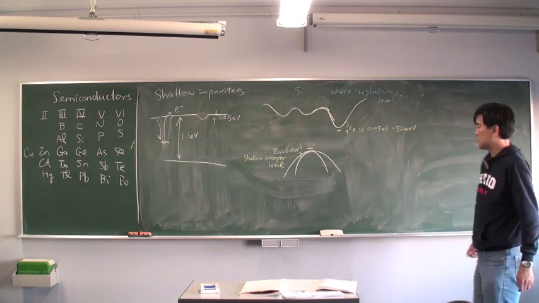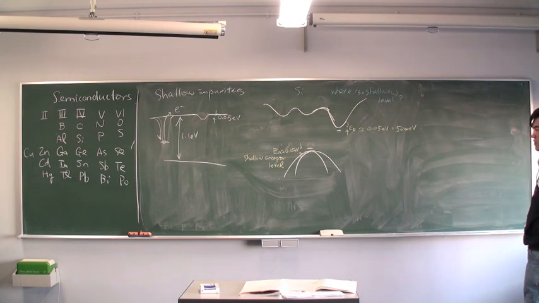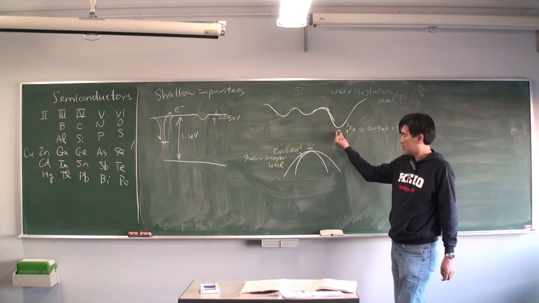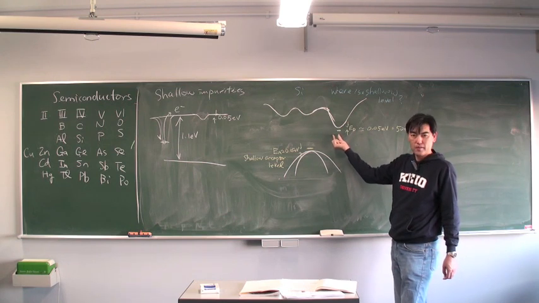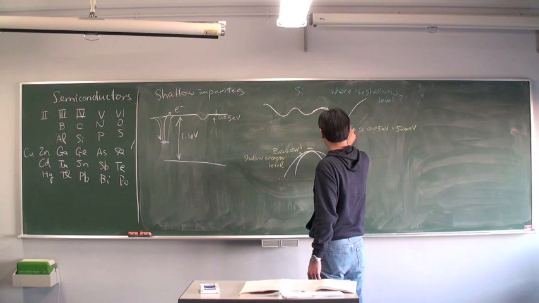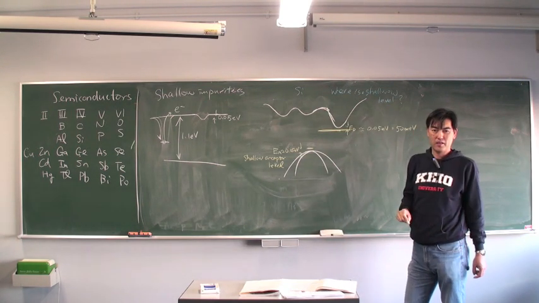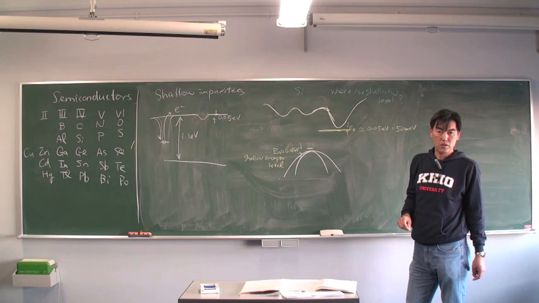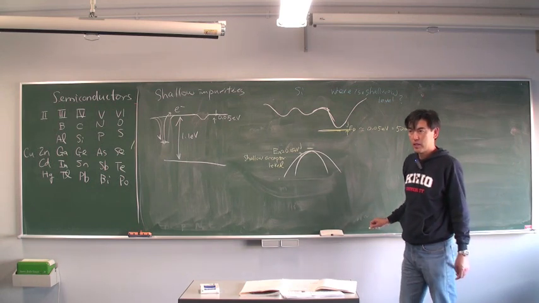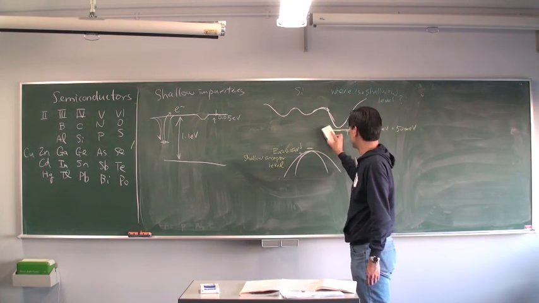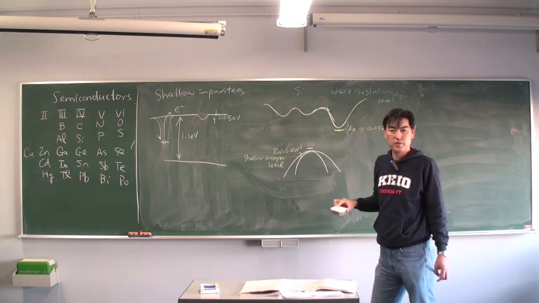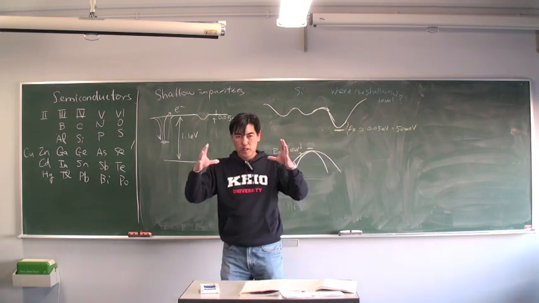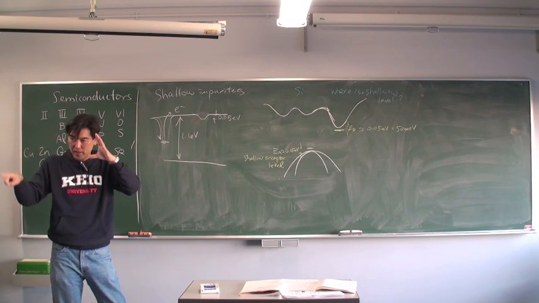Okay, so this is the shallow acceptor level. Why did I draw this so narrow? In other words, why didn't I draw this big? That's due to the uncertainty principle. You're saying the same thing. In other words, in real space, the shallow level is confined in a certain radius.